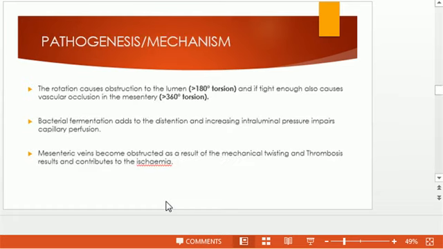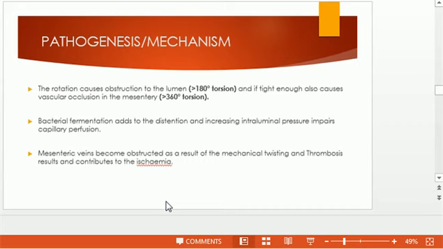Now, what happens? Rotation causes obstruction to the lumen. So when there is a rotation of about 180 degrees torsion, it is only the lumen which is obstructed. And if it is tight enough, then it can also lead to vascular occlusion in the mesentery. So when there is a torsion of more than 180 up to 360 degrees, vascular occlusion occurs in the mesentery.